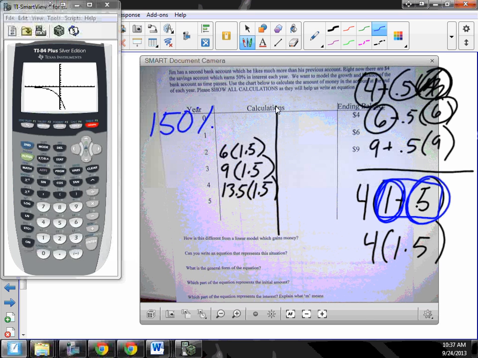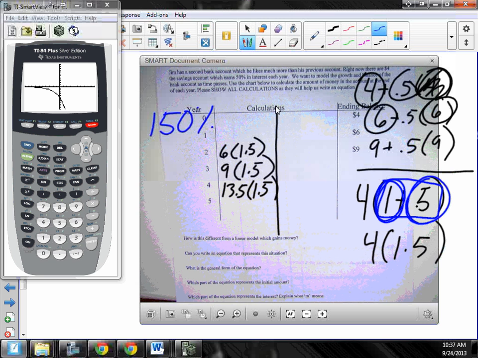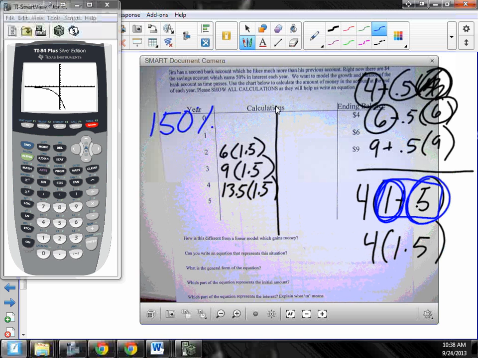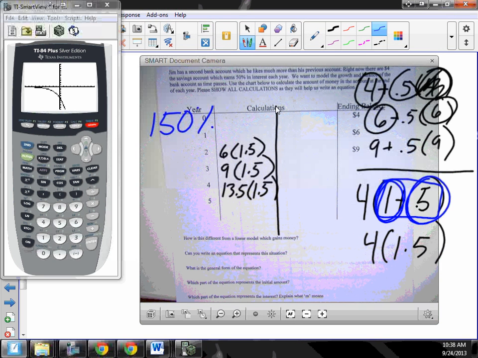Okay, so how is this different from a linear model? Do you prefer this bank account or the other bank account? This one. How come? You're gaining more money. Why is that the case? The first year we gained the same amount. It was $2 in both accounts. In this model, the interest I earn is going to give me more interest next year. So that first year I have $4, and then I get half of that back, which is $2. Now I have 6. Half of 6 is bigger than half of 4. So every year you get more and more and more money faster and faster. So that one's better.